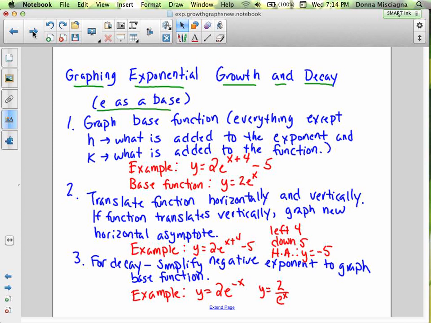Graphing exponential growth and decay, with e as a base. So you're going to graph your base function, which is everything except h, what's added to the exponent, and k, what was added to the function. So for instance, if we have y equals 2 times e to the x plus 4, minus 5, your base function is going to be y equals 2 times e to the x. You'll translate the function horizontally and vertically.